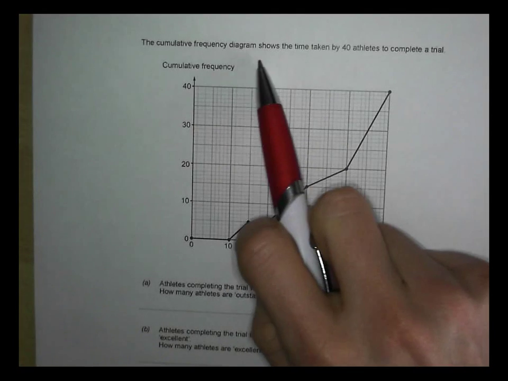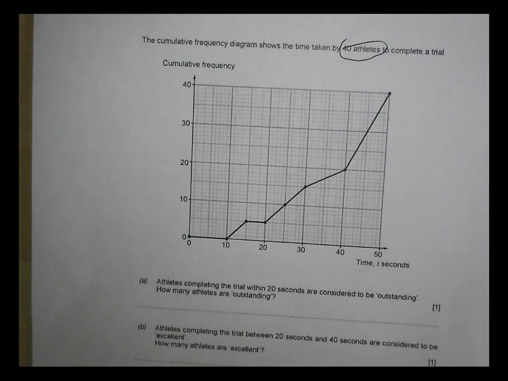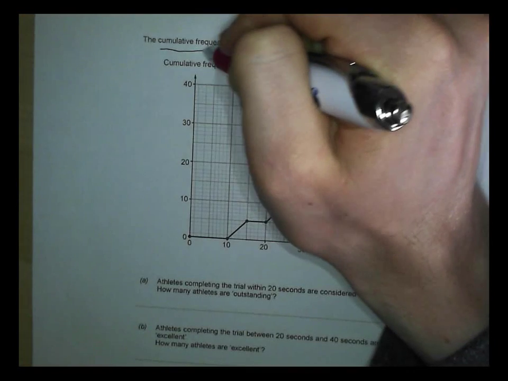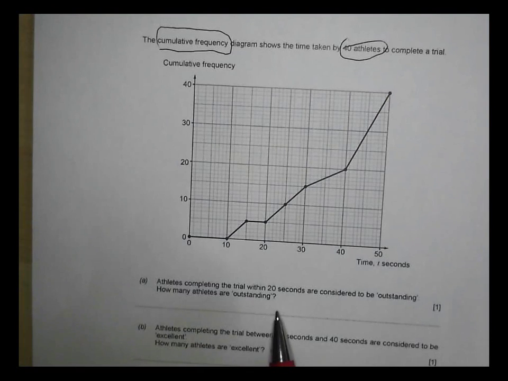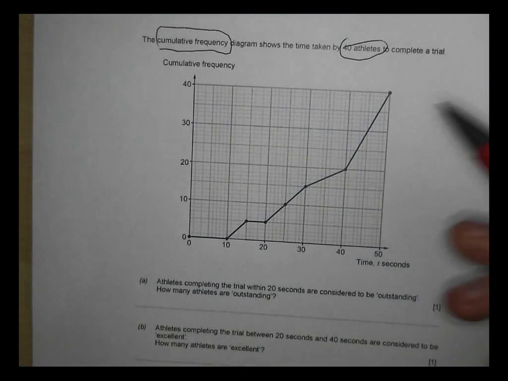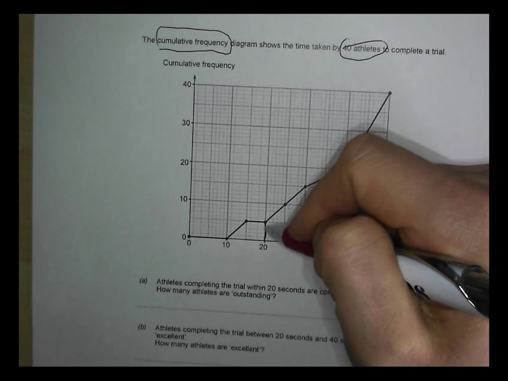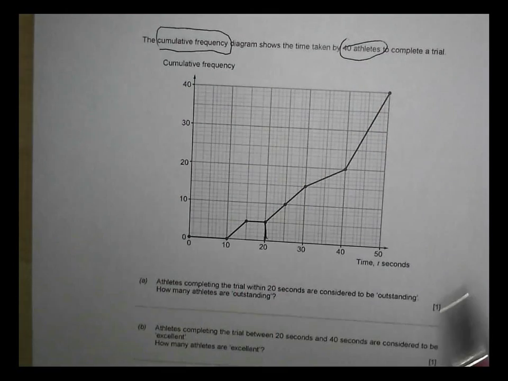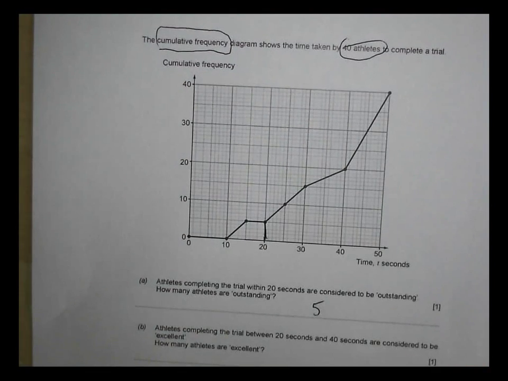Cumulative frequency diagram shows the time taken by 40 athletes, that could be important, to complete a trial. I should have highlighted there, this is a cumulative frequency diagram, very important. Athletes completing the trial within 20 seconds are considered to be outstanding. How many athletes are outstanding? So within 20 seconds. How many athletes is that? Well, there's only 5 of them. So 5, if I just go across there, 5 are considered to be outstanding.